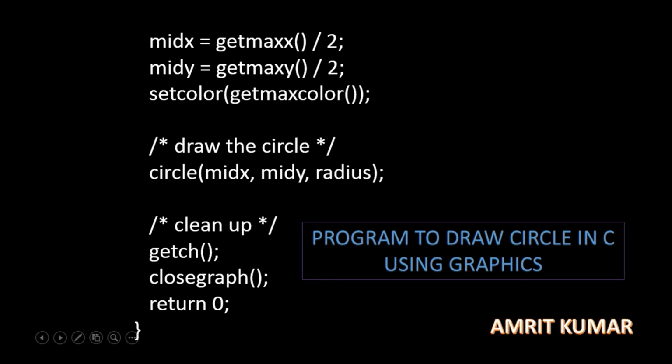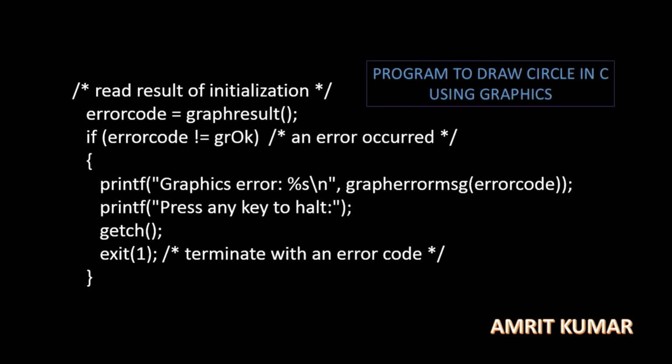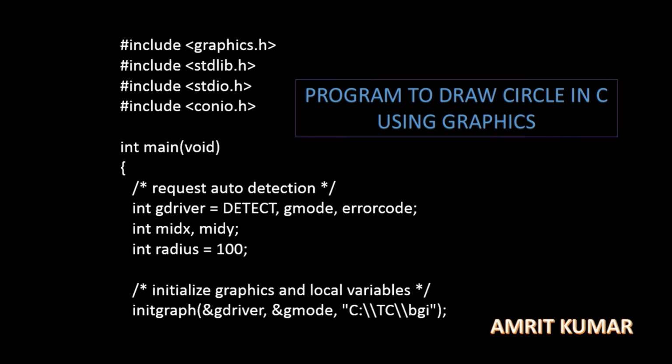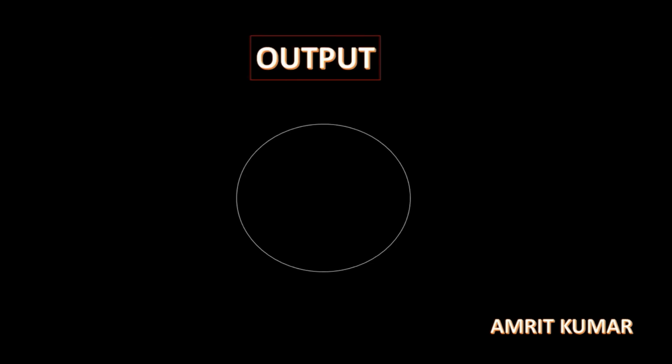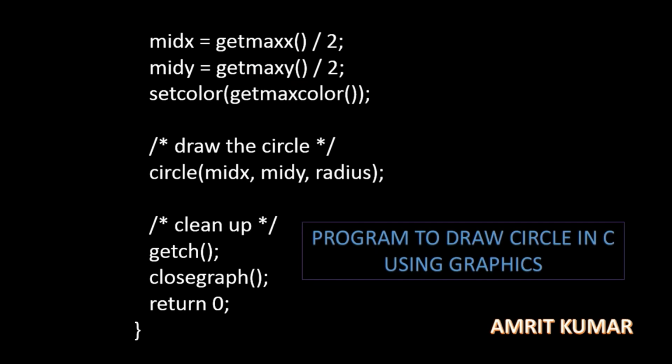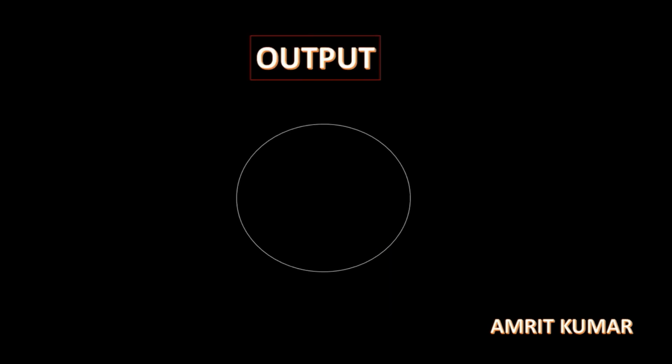After the compilation of this program, we will see a circle like this. This is the output of the circle, showing how to draw a circle in C language with the help of graphics. So this is all about how to initialize the graphics in C language.